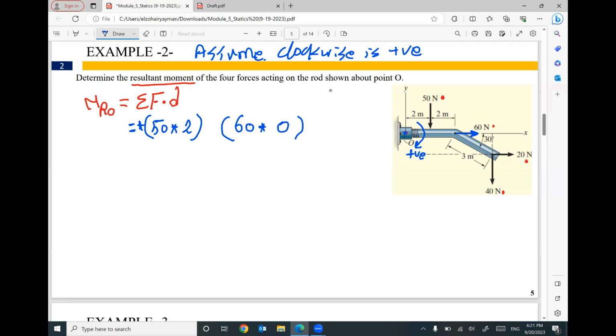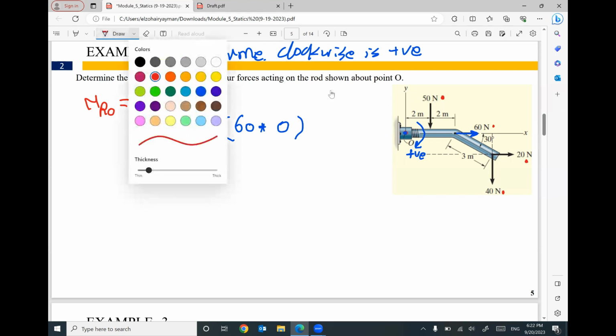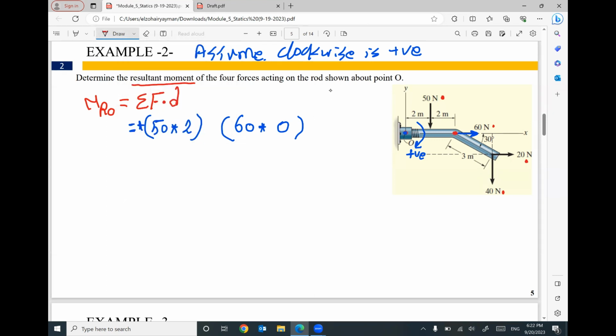I cannot multiply 60 by 4, because the 4 meters is in the same direction as the 60. We cannot create a moment between a force and a dimension in the same direction. Since your force is horizontal, your distance must be vertical. So what is the vertical distance between the location of your force and the location of point O? Do you have a vertical distance between the 2 points? No. So it's 0. I don't care if it's positive or negative, because your moment is 0. Okay, which one is next?